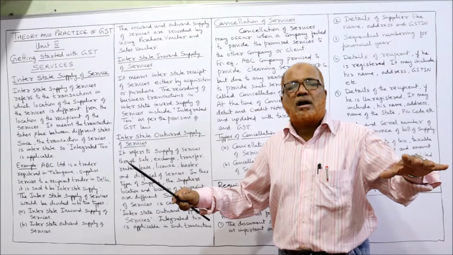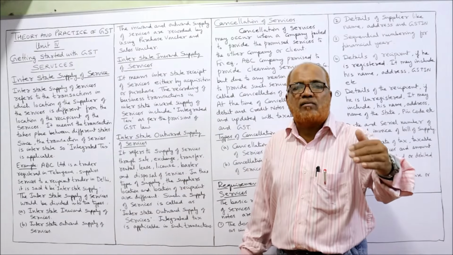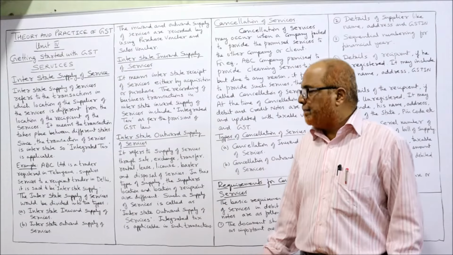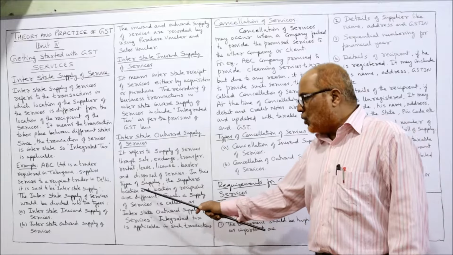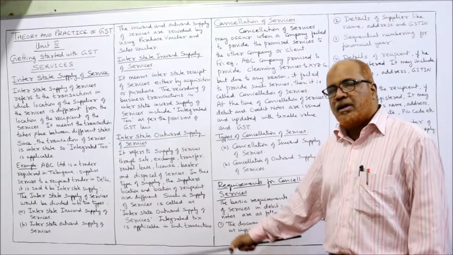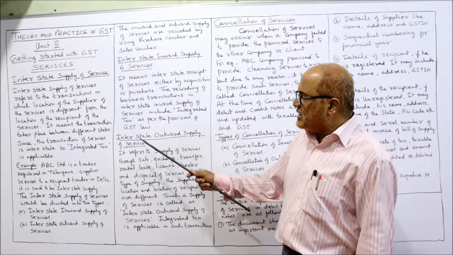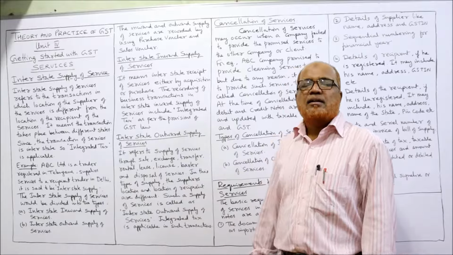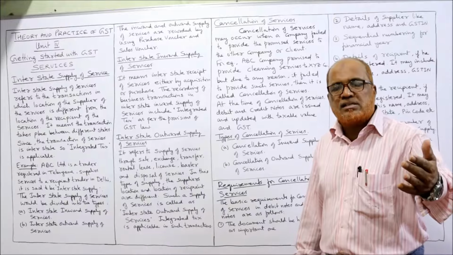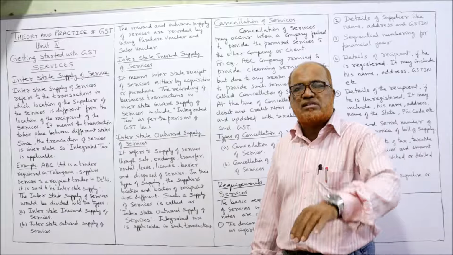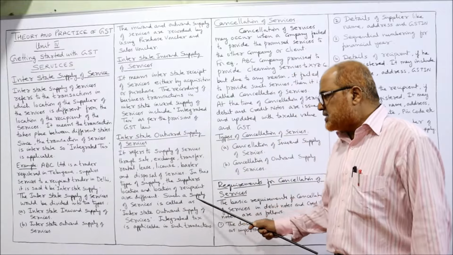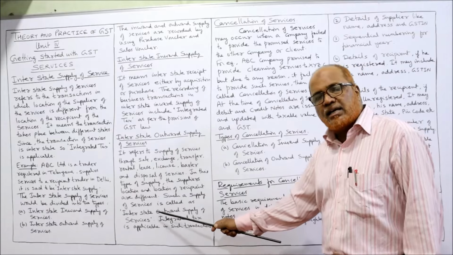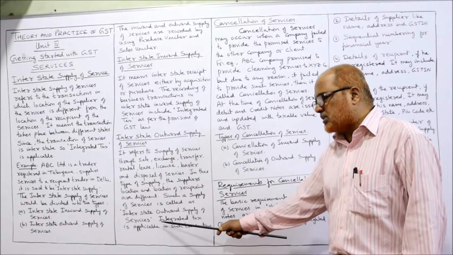Different methods are there through which a service will be provided. In this type of supply, the supplier's location and the location of the recipient are different because it is interstate. That means the party who supplies the service and the party who receives the service are located in two different states. Such a supply of service is called interstate outward supply of service.